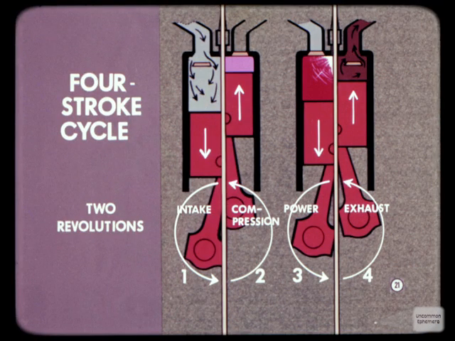In the 4-stroke cycle or 4-cycle engine, each cycle is composed of 4 strokes of the piston, 2 up and 2 down. Then the cycle starts over again. 1 complete cycle takes place during 2 revolutions of the crankshaft. Intake and power are the 2 downstrokes. Compression and exhaust are the 2 upstrokes. Most engines today operate on the 4-stroke cycle principle.